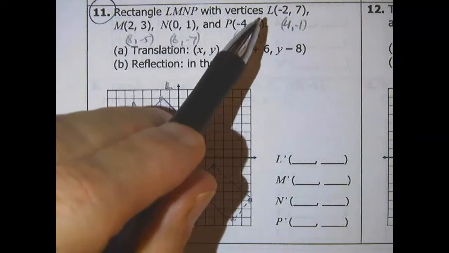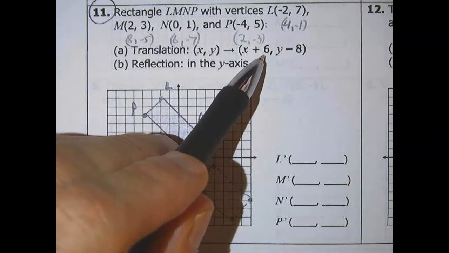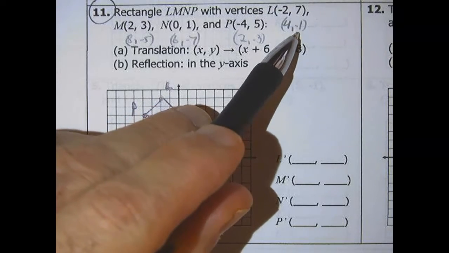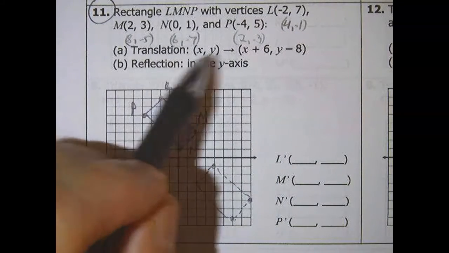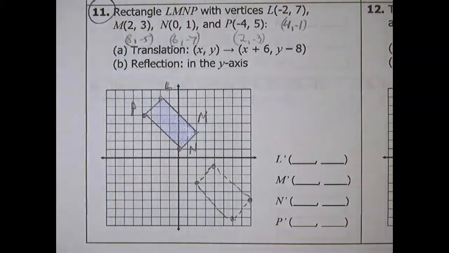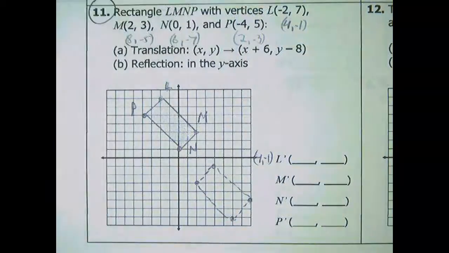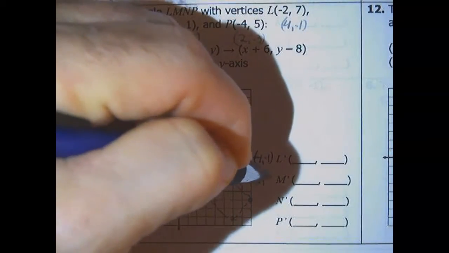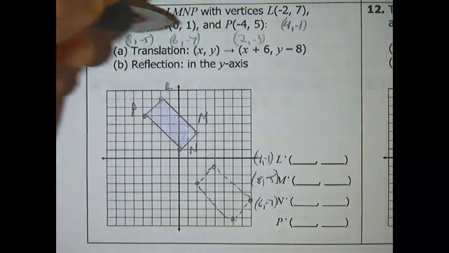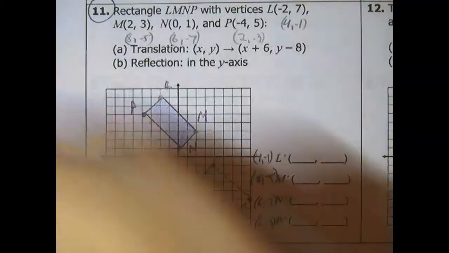So what I did was I just wrote underneath the points negative 2, 7, and I just added 6 to negative 2 to get 4. I subtracted 8 from 7 to get negative 1, and I did that to get these 3 points as well. And then there's my middle image. Now I want to take these points, so I'm going to take my 4, negative 1, my 8, negative 5, 6, negative 7, and 2, negative 3, and I'm going to apply the reflection over the y-axis.